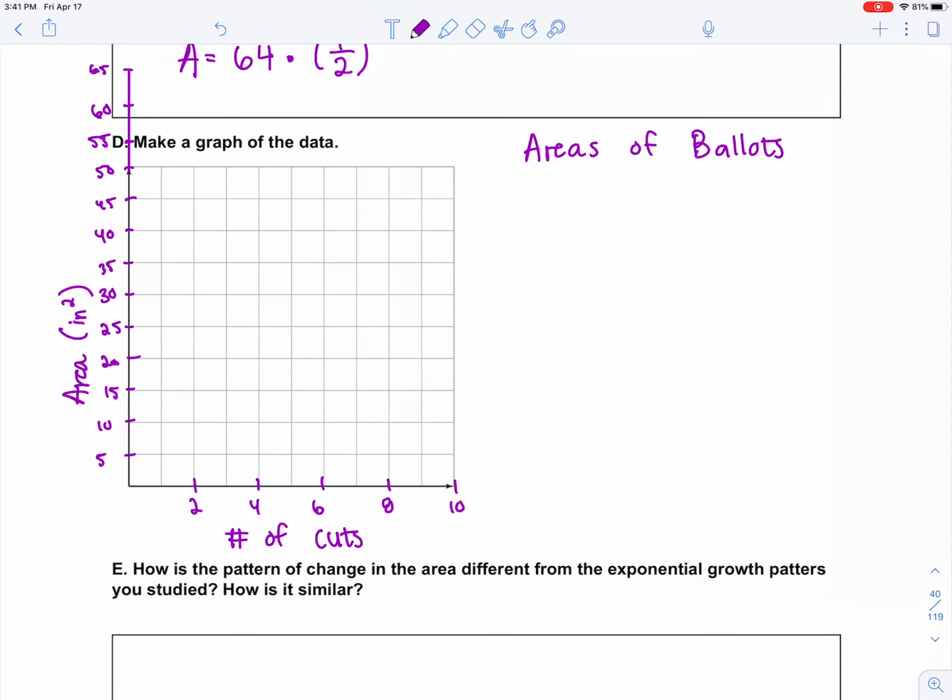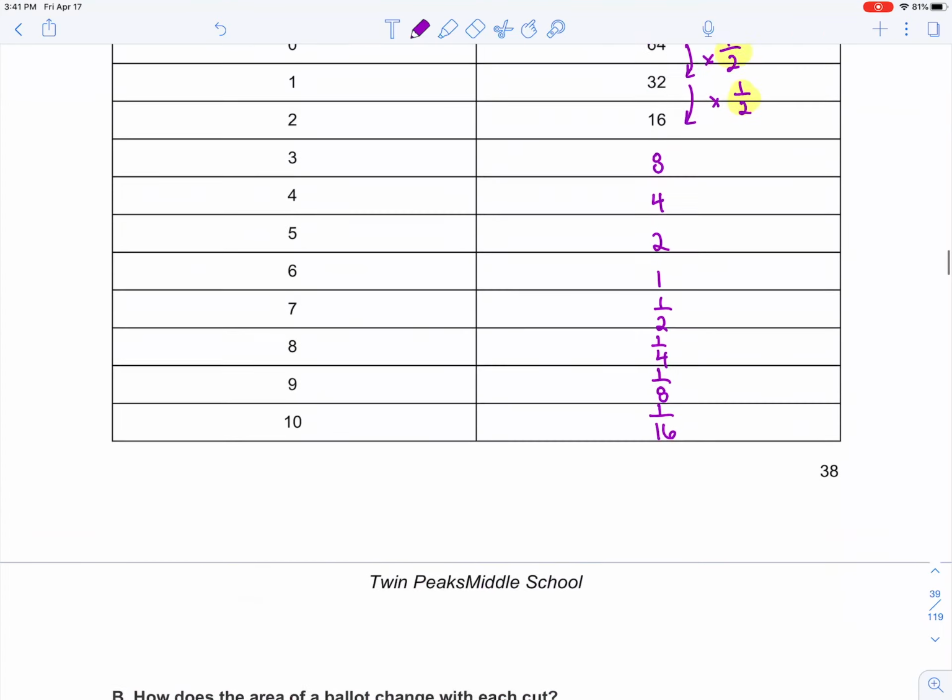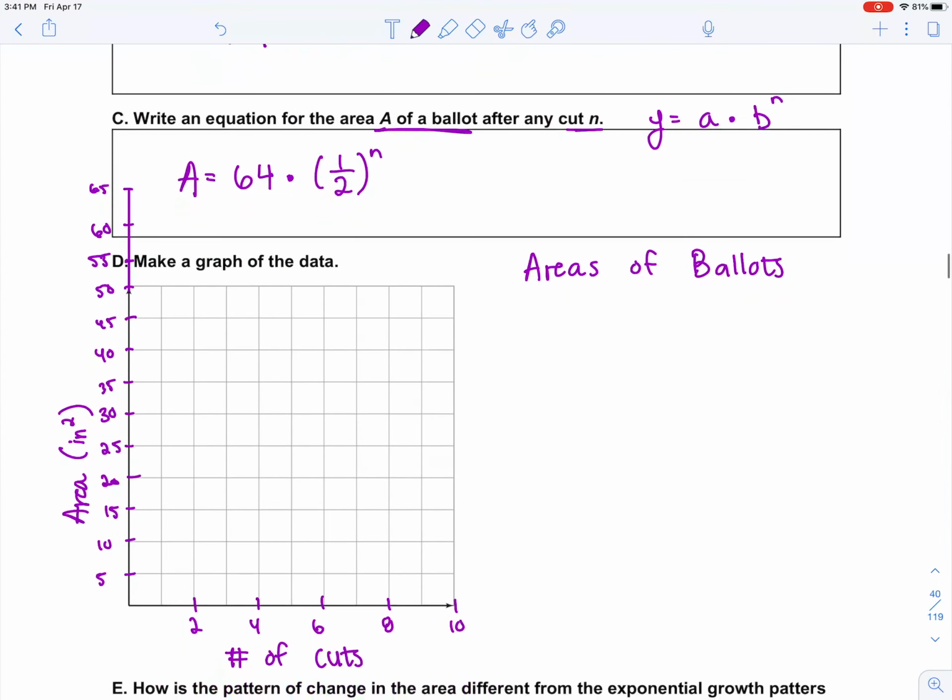Okay, now let's go ahead and plot our data. So at 0 cuts, we are at 64. I'll use a different color here. Let's use green. So really close right there. Then at 1 cut, we are at 32. Look at that drop already. At 2 cuts, we are at 16. So about right there, approximately. Let me make these a little bigger so you can see them.